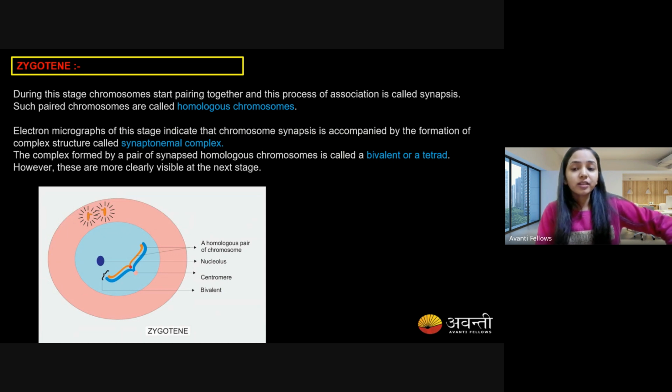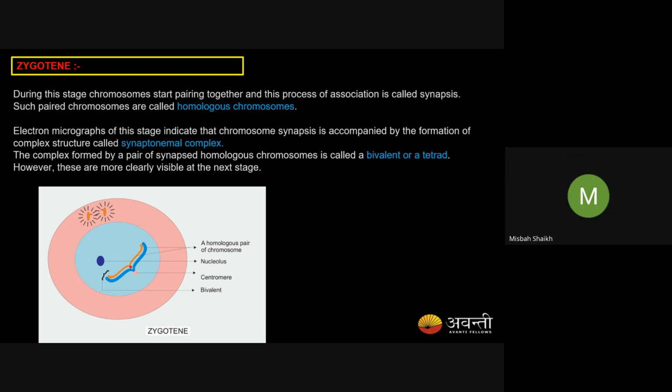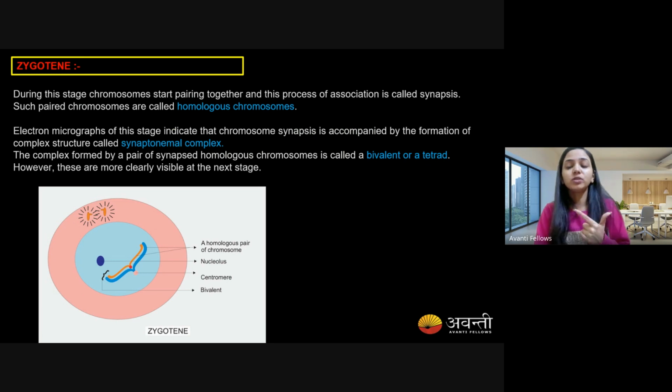Zygote is formed by the fusion of male and female gamete. Zygote forms by the fusion of two cells. दो सेल्स के फ्यूजन से बनता है. तो इस स्टेज का नाम जाइगोटीन रखा गया है.